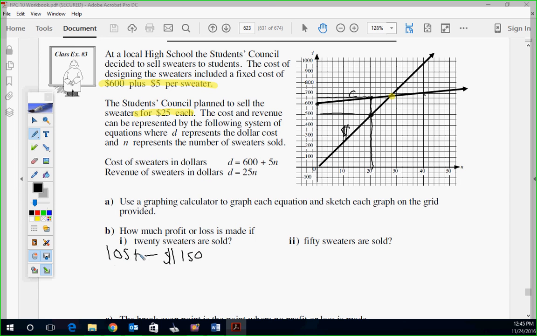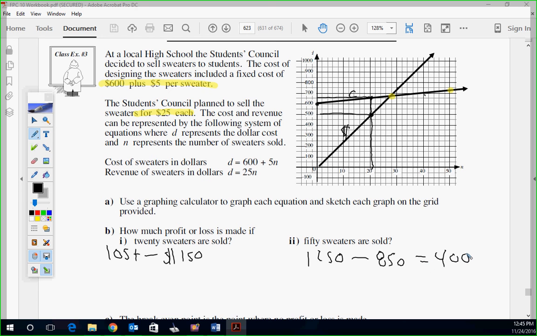How about 50 sweaters? If we go over here and look at 50, my cost of 50 looks like it's about $725. Okay, maybe a little bit more. How much do you make then? What's 25 times 50? Thanks. So 1250 is how much you'd make in revenue. Plug it into there. So it's 1250 minus 850. So your profit would be 400.